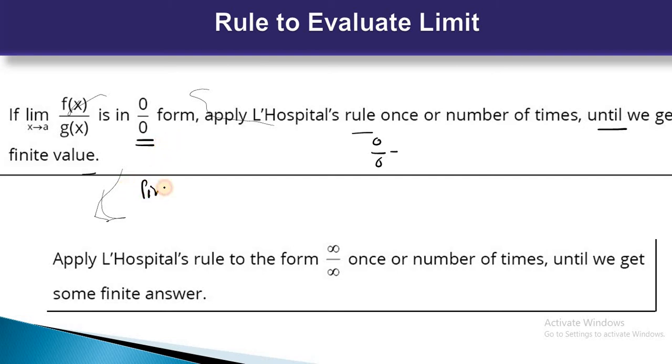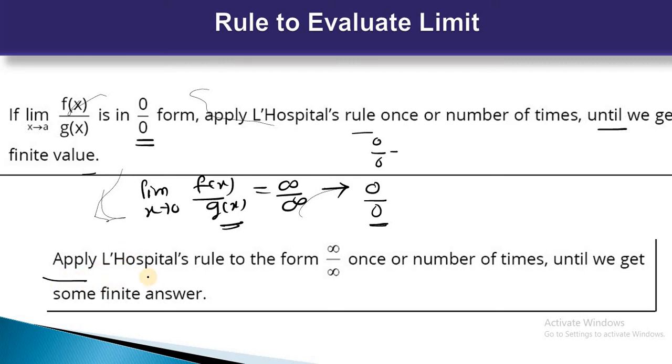Now if the limit of f of x upon g of x is infinity by infinity, then by using some substitution or rearranging the terms, we can convert this limit into 0 by 0 form also. So we can also apply L'Hospital rule if f of x upon g of x is in infinity by infinity form also. So therefore, I write the more general L'Hospital rule.